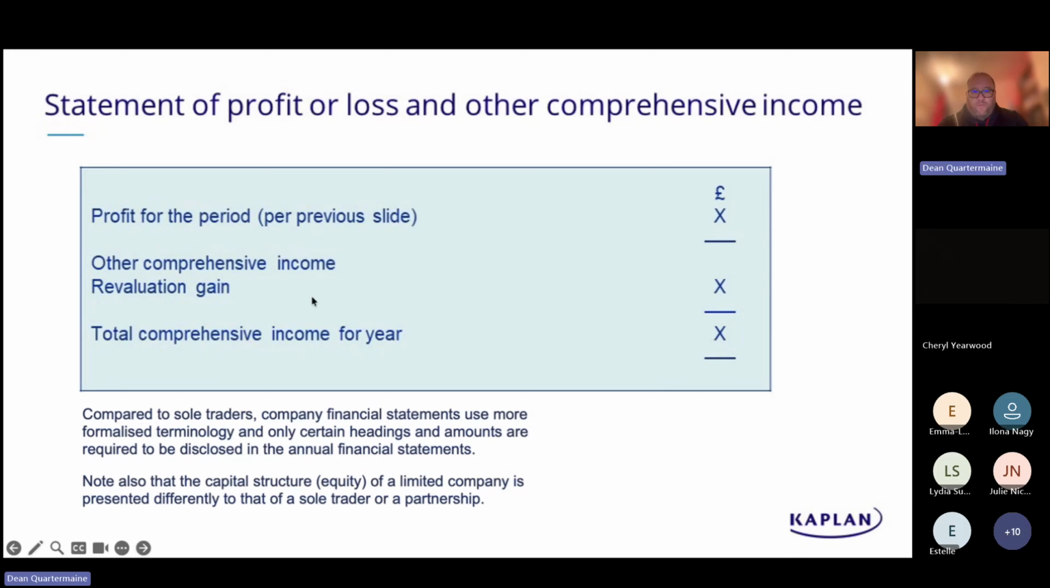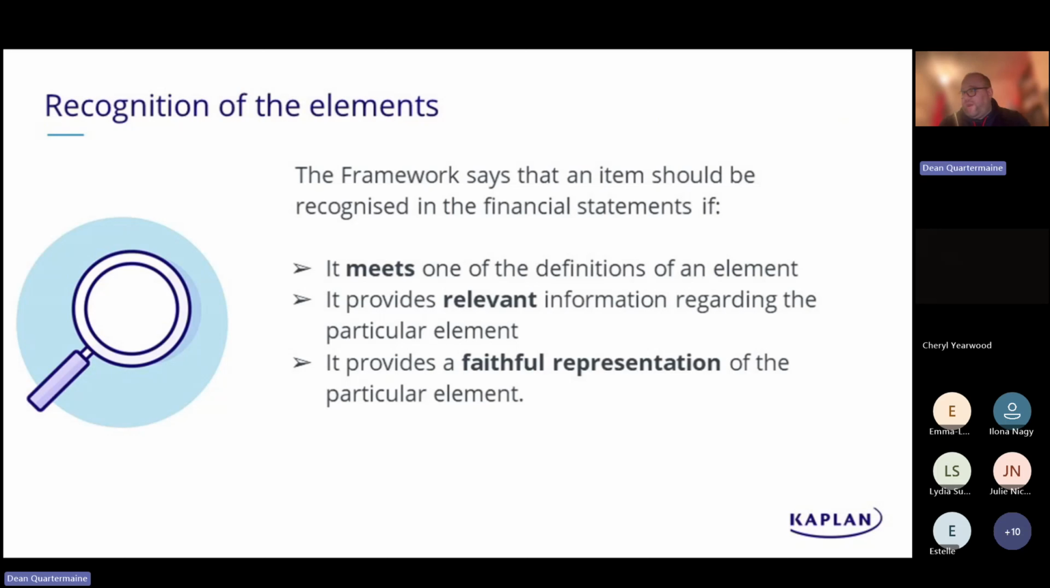Now, this note at the bottom here talks about how, compared to sole traders, company financial statements are more formalised. They have to be more formalised because we're following international accounting standards, or generally accepted accounting practice. Only certain headings and amounts are required to be disclosed in annual financial statements, the ones I've highlighted above. And the capital structure of a limited company is presented differently to that of sole traders or partnerships. Talk a little bit around the recognition then of the various elements.